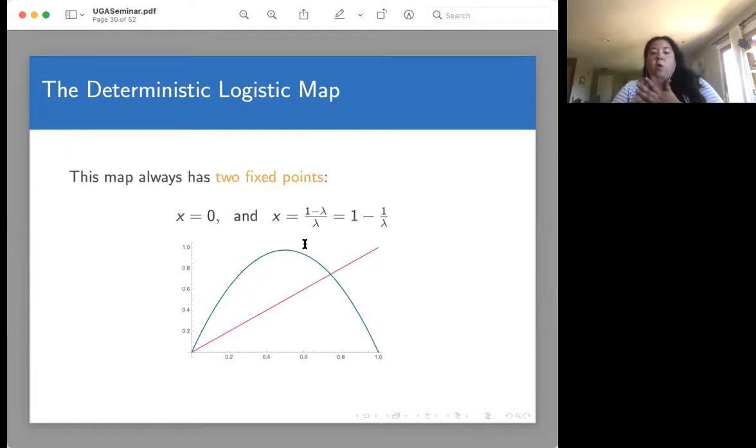Okay, so when lambda takes values between 1 and 4, this map is always going to have two fixed points. By fixed points, I mean a value of x such that x equals f of x. So once I hit it with f, I get back the same point. I can see visually where those are by looking at my green logistic map, where it intersects the identity map. This is always going to happen at 0, and I'm also going to get an intersection here at 1 minus 1 over lambda. That's going to be another fixed point. So I always have those two fixed points.